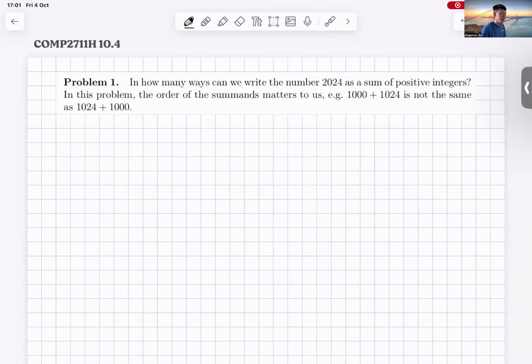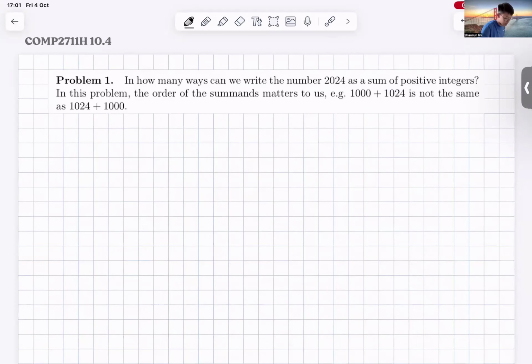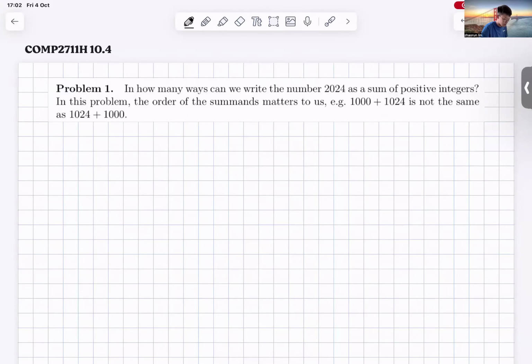So for the first problem, in how many ways can we write the number 2024 as a sum of positive integers? In this problem, the order of summands matters, for example, 1000 plus 1024 is not the same as if reversed. So the order of summands matters to us.